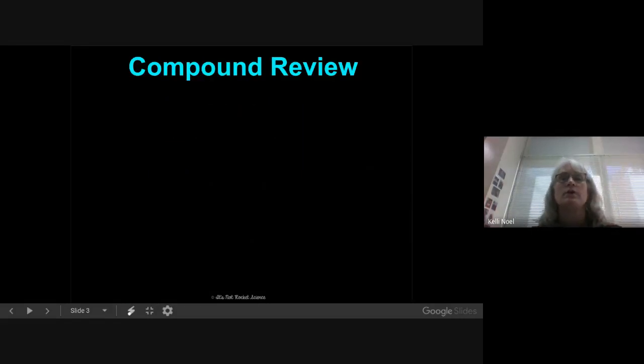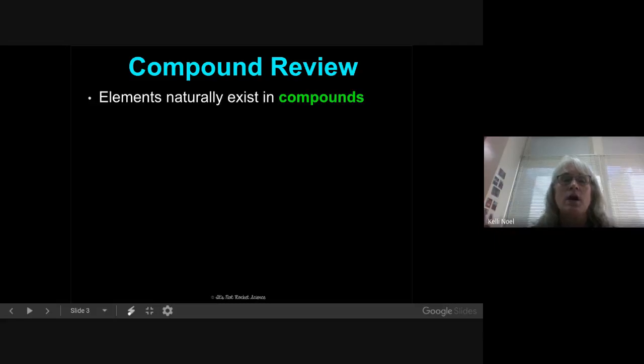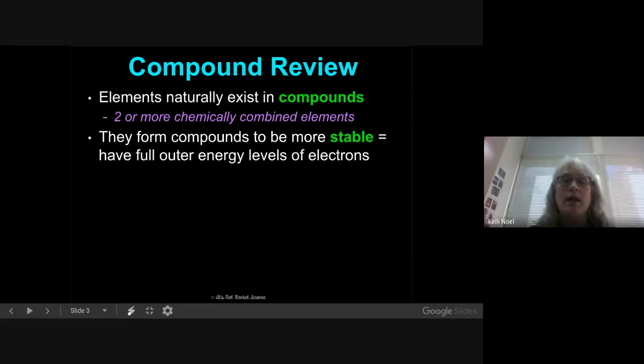So let's do a little bit of review here about compounds. Remember that some elements will naturally exist in compounds. This just means that 2 or more of them will be chemically combined together. They want to be more stable. They want to have a full outer energy level of electrons. This means 8 electrons for every element. There's 2 exceptions, hydrogen and helium. Hydrogen can hold up to 2, and helium does have 2, and they only have 1 energy level, so 2 electrons makes them full, where all the other elements need 8.